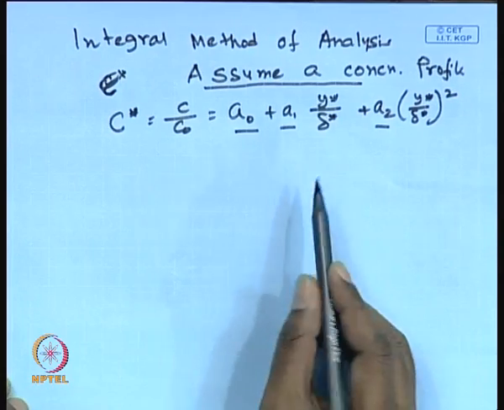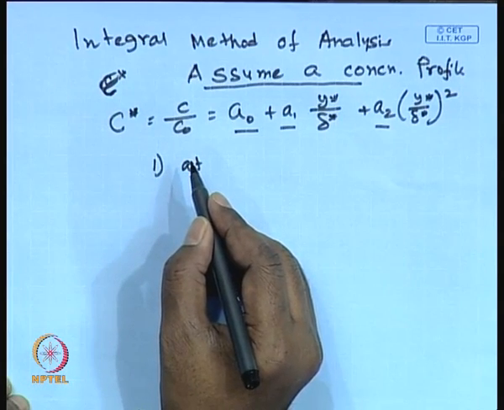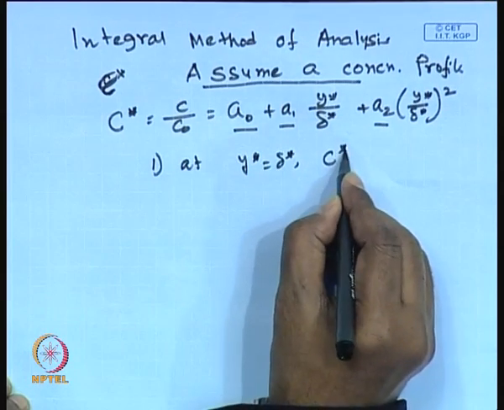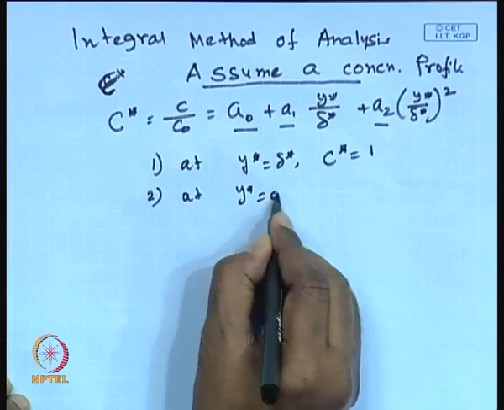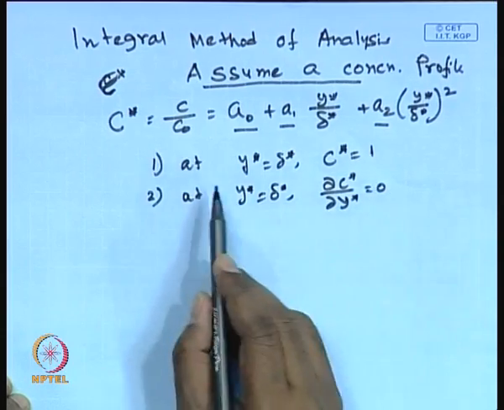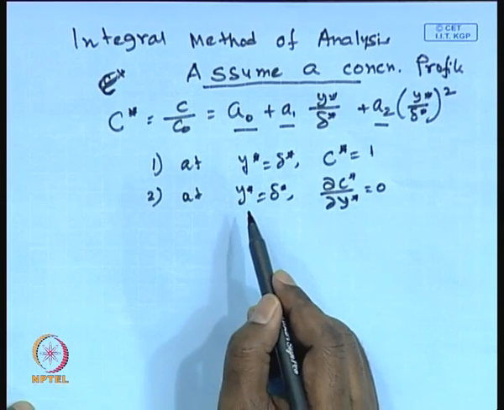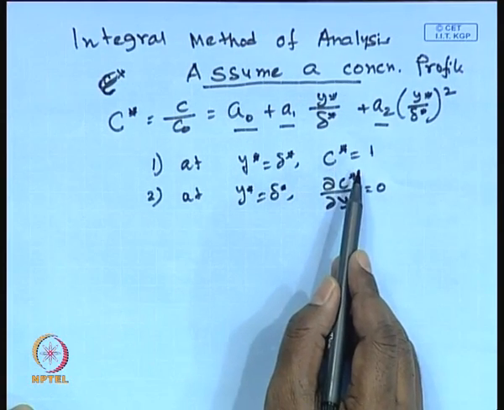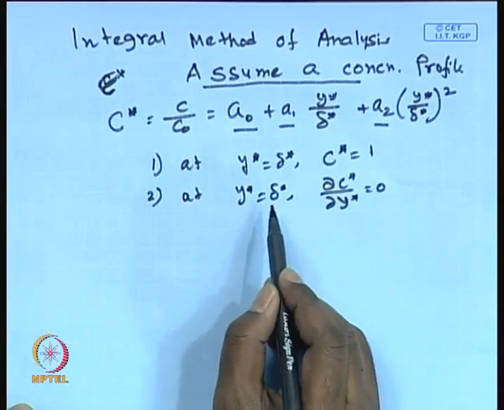What are the three conditions? Condition number 1: at the edge of the boundary layer, C is always equal to C0. That means at y star equal to delta star, C star is equal to 1. The second boundary condition is at y star equal to delta star, del C star del y star becomes 0. These two are called the basic boundary conditions of any boundary layer. Even if it is a case of heat transfer, then at y star equal to delta T star, T star would have been equal to 1 and del T star del y star would have vanished there.